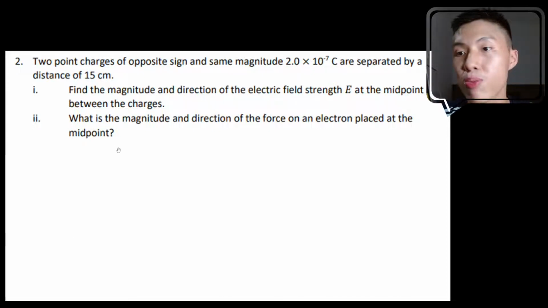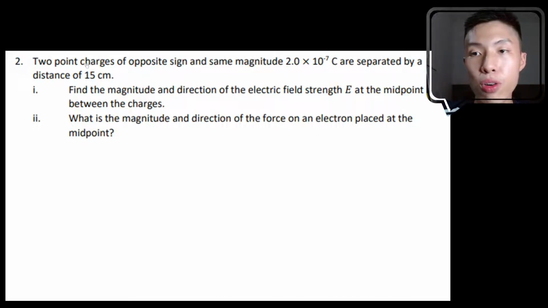Let's try to solve this problem here. So you have 2 point charges of opposite sign and the same magnitude, which is 2.0 times 10 to the power negative 7 coulomb, and they are separated by a distance of 15 cm.